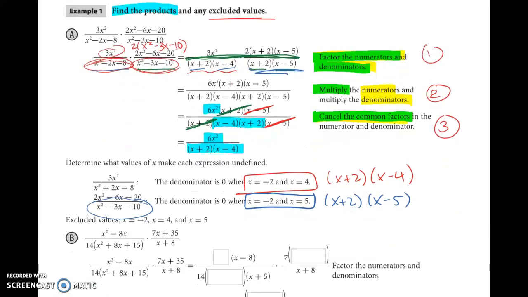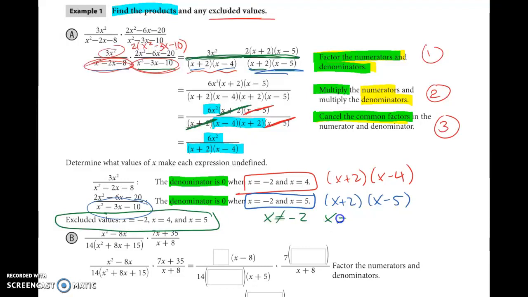For finding your excluded values, it's this. Set your denominators equal to 0. So the values that x cannot be are these right here, or I would say x cannot be -2, x cannot be 4, and x cannot be 5. It all depends how the book is asking you to write it or what the directions say. And this says find excluded values. So if you just list, the excluded values are when x equals -2, x equals 4, and x equals 5.